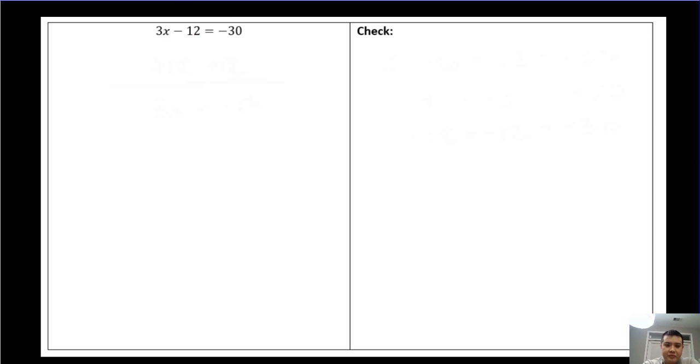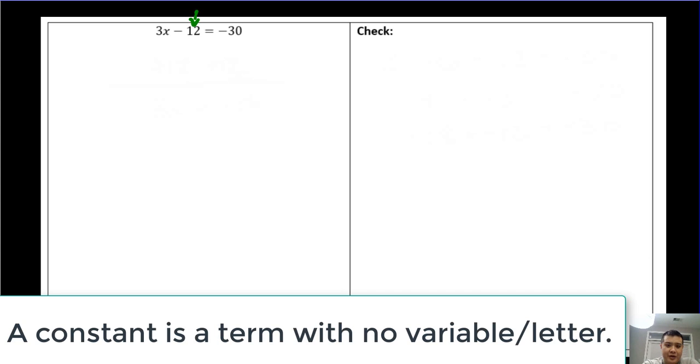Now, in order to do this, we need to get rid of our constant on the left-hand side because we want to get rid of both the 3 and the negative 12. But we're going to get rid of the minus 12 right here first. We're going to get rid of the constant. The constant is the number that is not with the x. Remember that there are two terms here, 3x and negative 12. So we're going to get rid of that negative 12.